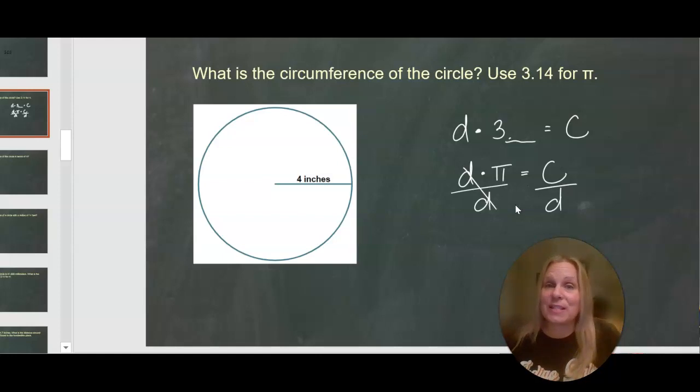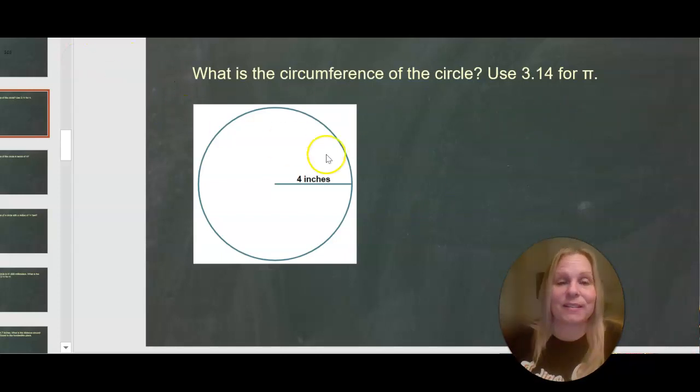It can help us find missing dimensions, right? If we know the circumference, we can find the diameter. If we know the diameter, we can find the circumference using this magical number. It's not really magic at all. It's just a number that stayed the same regardless of the size of the circle. So they called it pi. All right, so that's what pi is. It's the number of times that the diameter fits into the circumference of the circle.